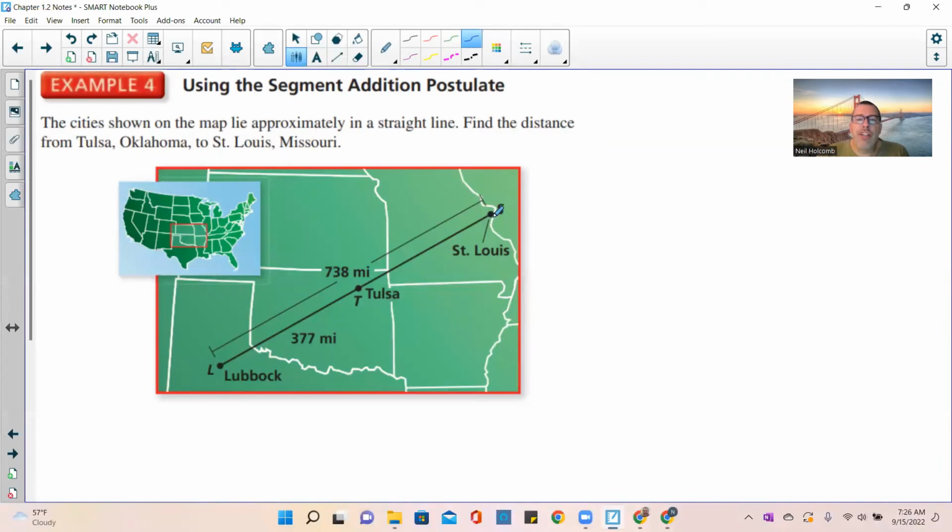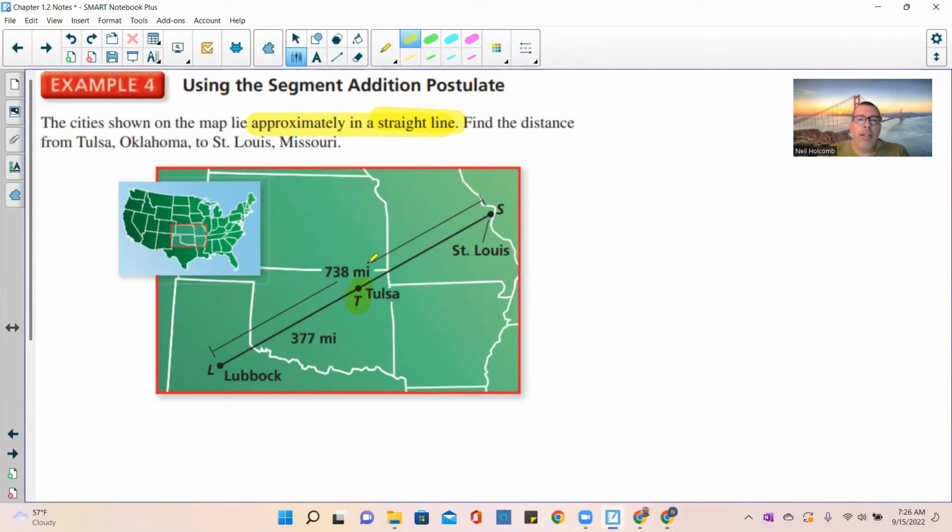St. Louis, Missouri. We are told that the distance from Lubbock, Texas to St. Louis is 738 miles, and the distance from Lubbock to Tulsa is 377 miles. And it says the cities shown on the map lie approximately in a straight line. So if they're in a straight line, then T is between L and S. So if it's a straight line and you have 3 points, they're collinear.